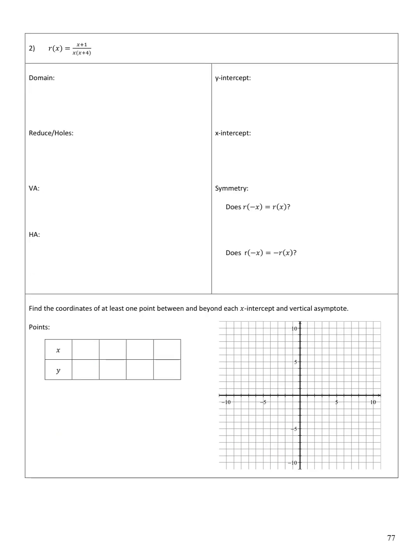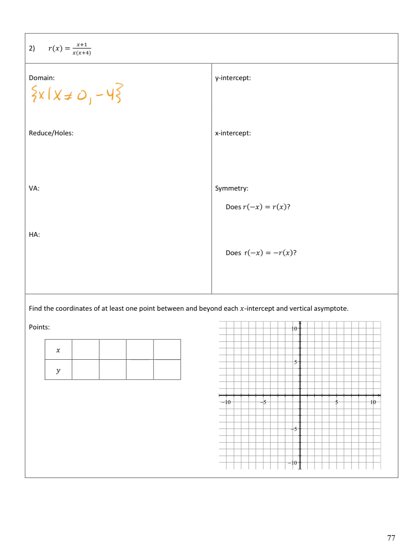Number 2, r of x equals x plus 1 over x times x plus 4. So my domain is all real numbers except any that would make this denominator 0. So I can't have x be 0 and I can't have x be negative 4. So I'll say the set of all x's such that x does not equal 0 or negative 4.